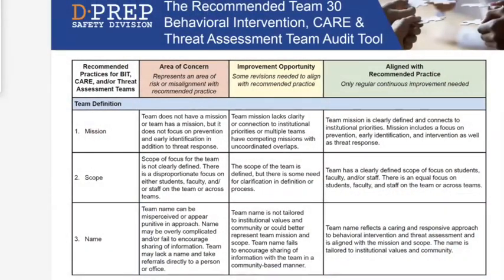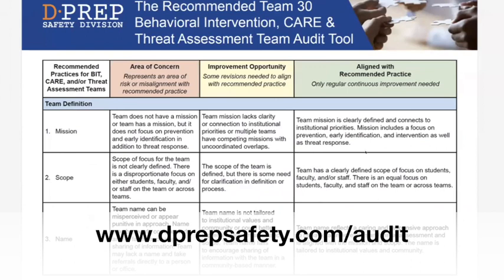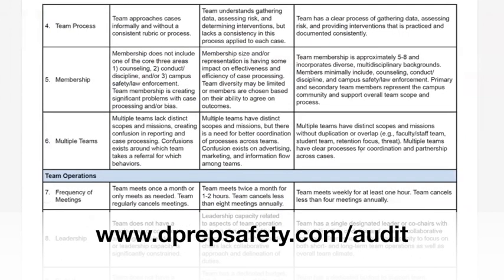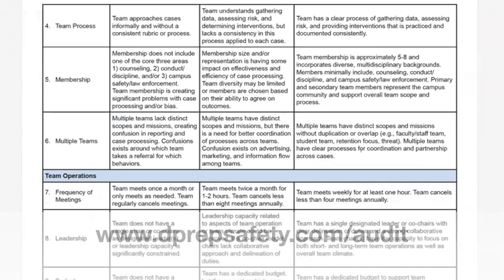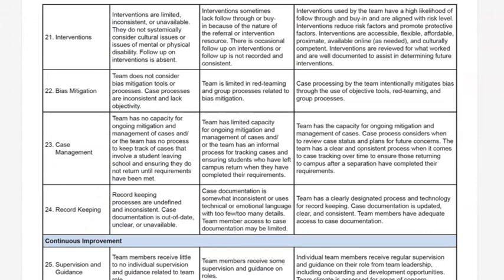So the first is this document, finally, and you can see it here. And this is exactly what Amy was saying. It's the team definition. If you scroll over, team operations in the blue line, case processing, and then finally continuous improvement.